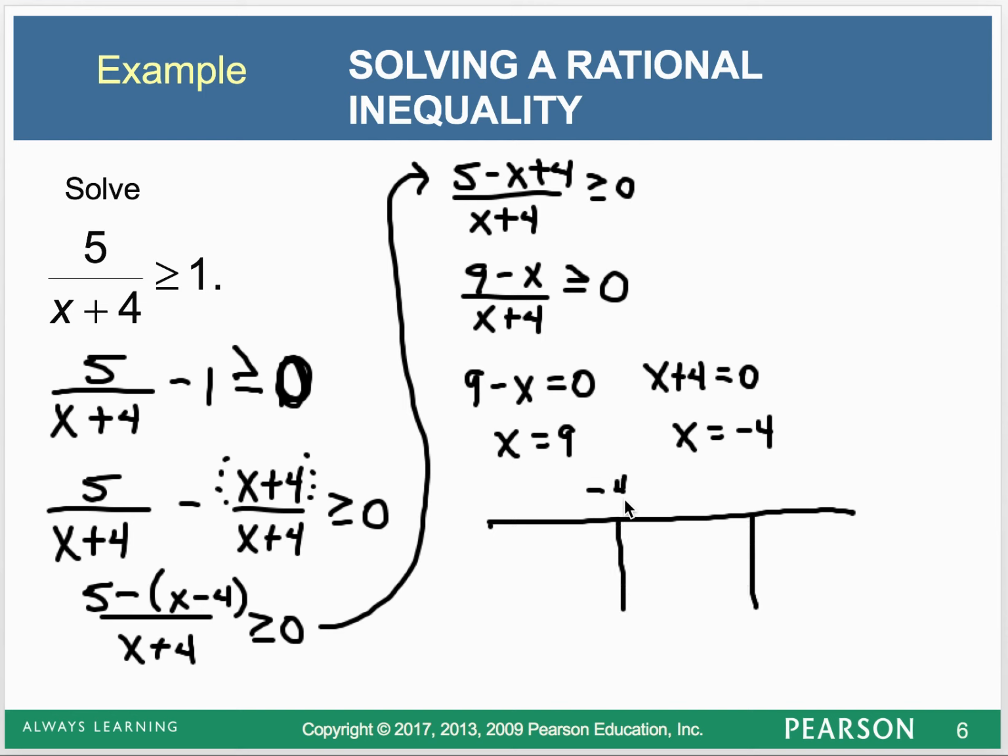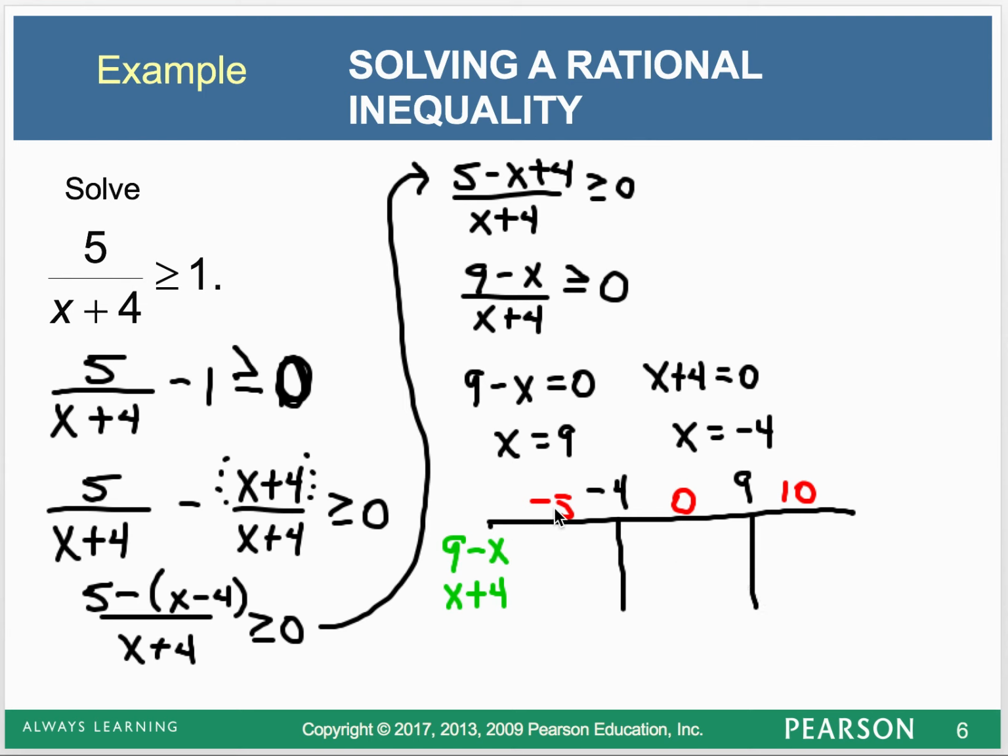Negative 4 and 9. And what I'm testing is the 9 minus x and the x plus 4. Now I need some test values. A number less than negative 4 is negative 5. A number in between negative 4 and 9 is 0. A number bigger than 9 is 10. Okay, I can choose any number in those intervals.